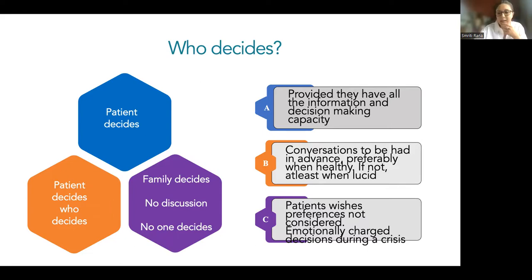The third is patient's wishes and preferences are not considered. It's a very emotionally charged situation, and decisions are made during a crisis. And usually at this point, the families either just decide together, or nobody decides at all, and they ask the healthcare team to start deciding things for them, and they will just follow through.